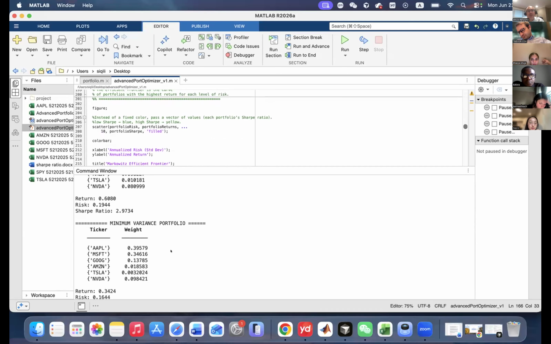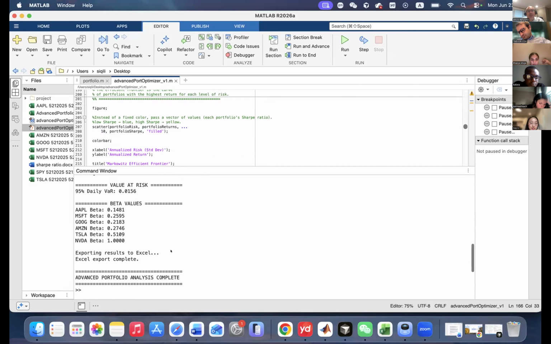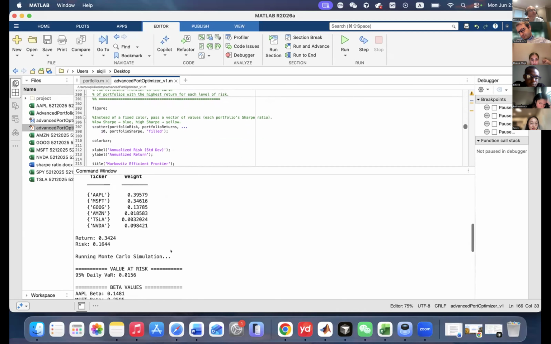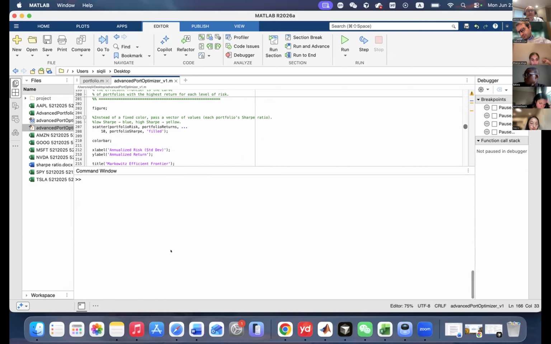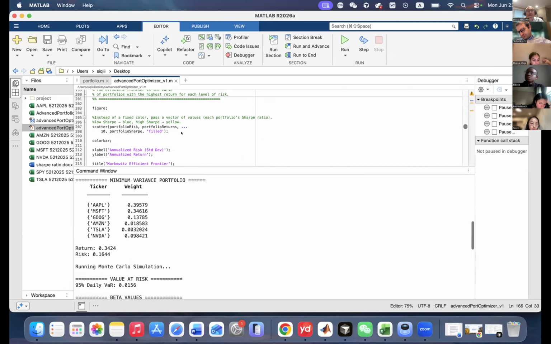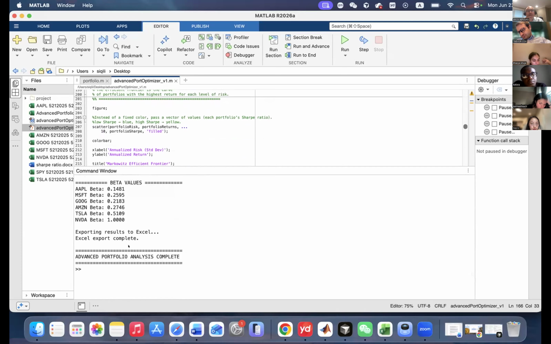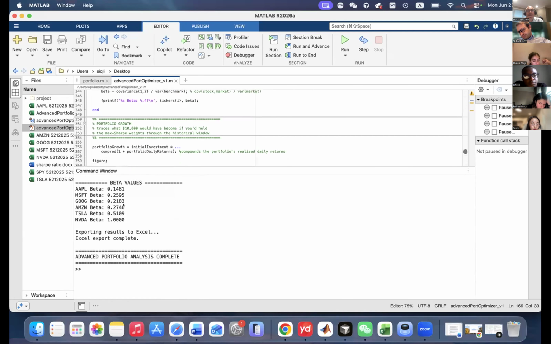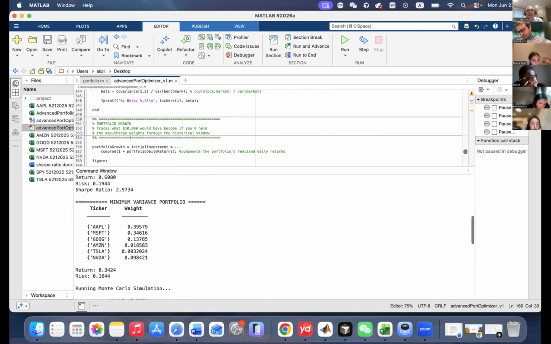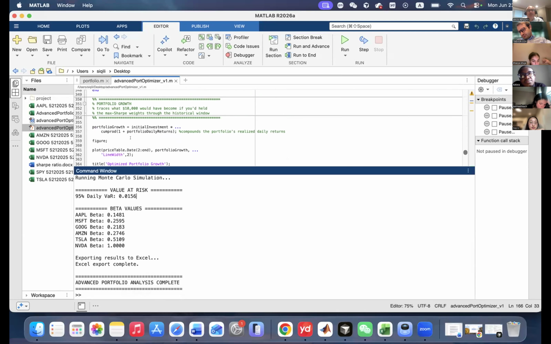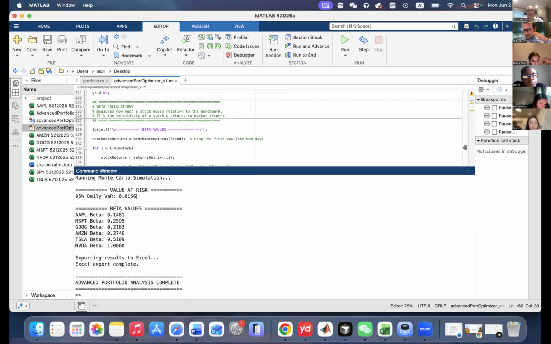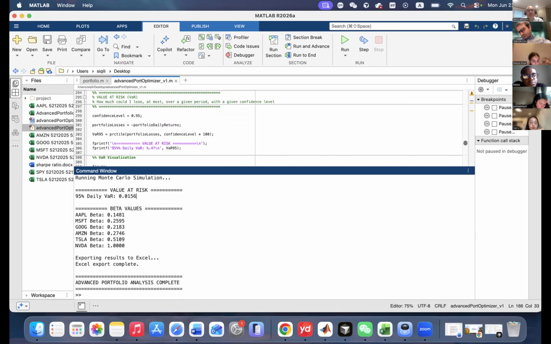Before showing picture 3, there are still two calculations we need to mention. So let's go back to the result here. The first one is the value at risk. It is used to calculate how much we can lose with a given confidence level.